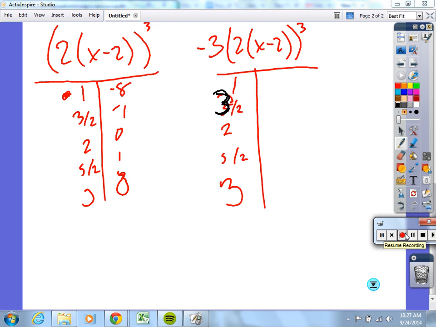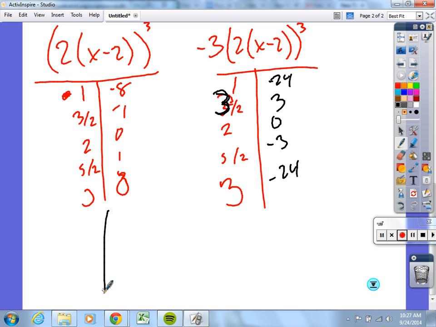Here we go. So I'm just going to times all these guys by negative 3, right? So therefore that became 24, 3, 0, negative 3, and negative 24. So instead of, once again, it looks like this, 1, 2, very like that, right? Now it's even taller, but it goes like this. It flipped, right? And it's even steeper now because it's stretched, right? Does that make sense, Nicole?